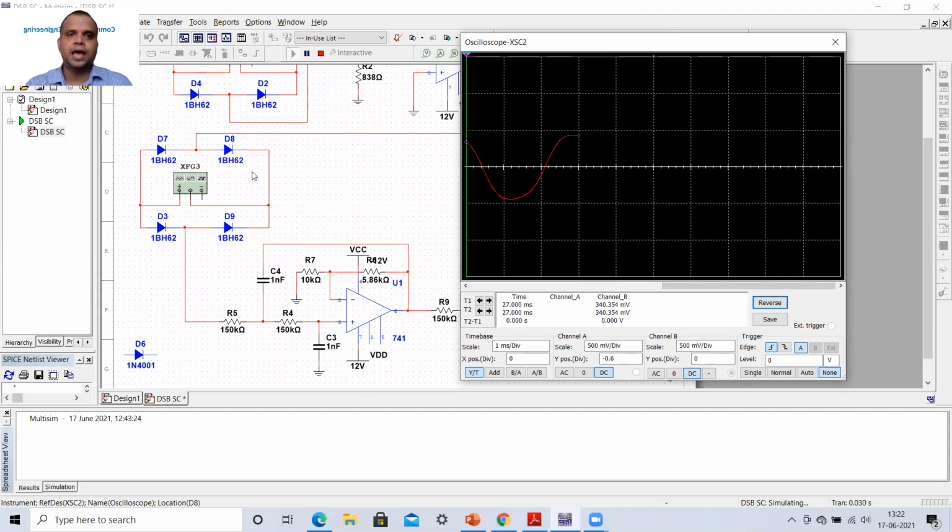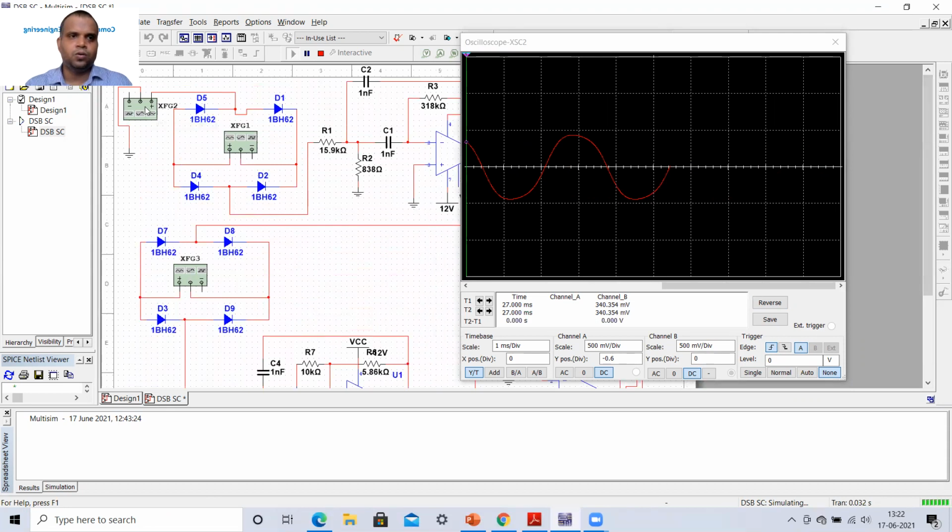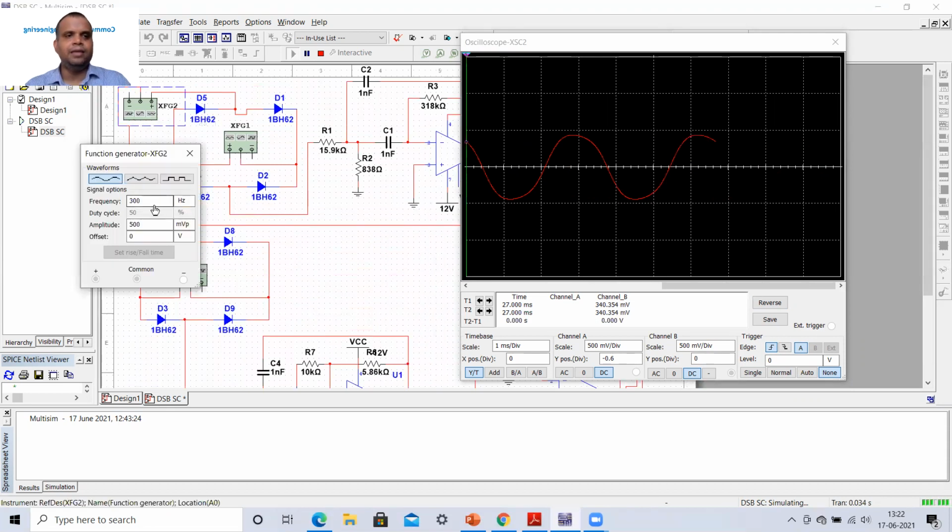You can see that I have given the message signal as 300 hertz. So what will be its time period? If you calculate it, it will be 1 upon 300 hertz. If you multiply and divide it by 10, it will be 3.33 milliseconds. So that will be its time period.